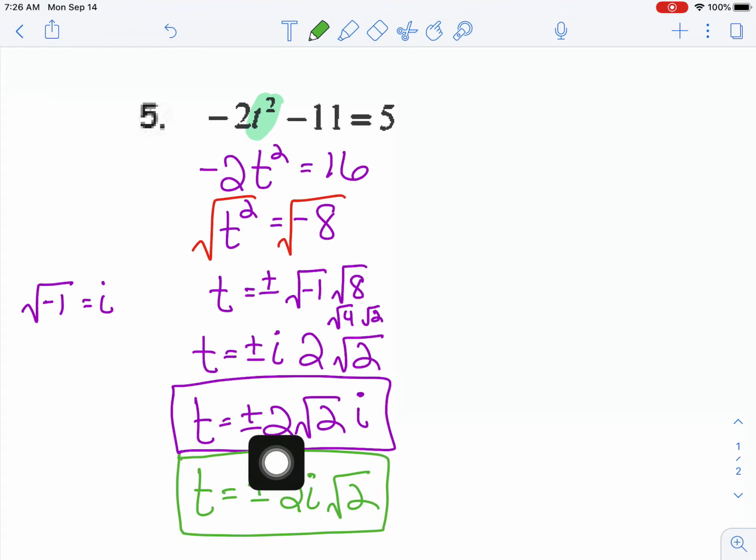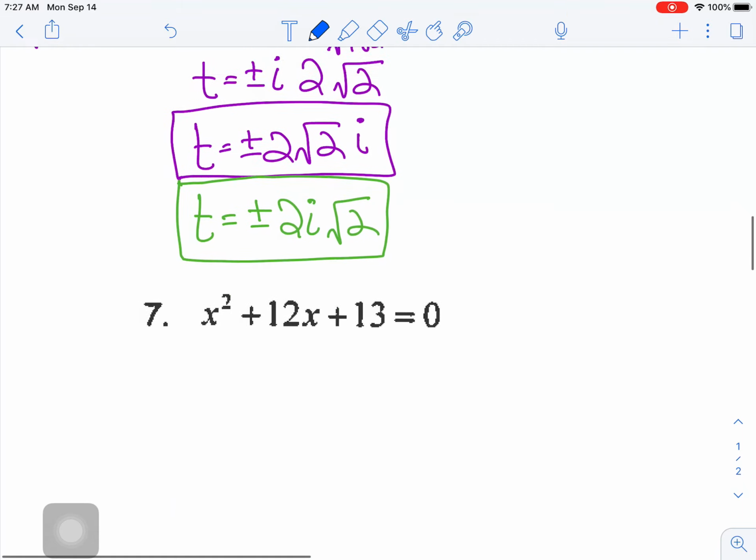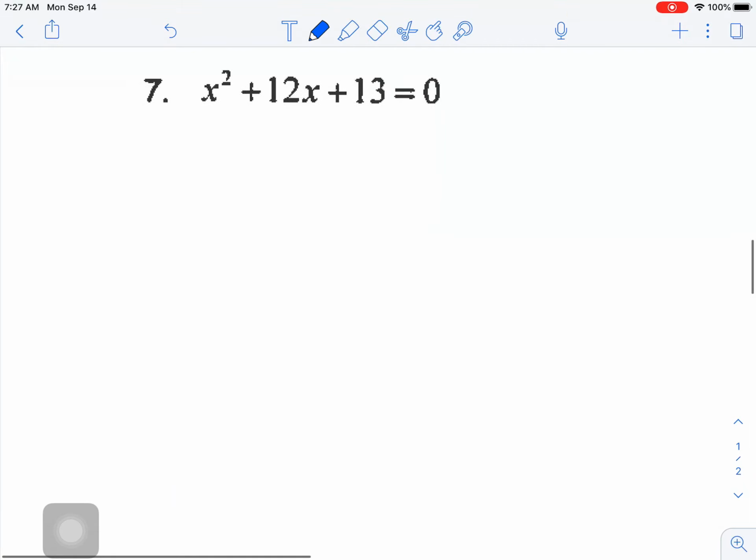This first answer in purple, 2 times root 2 times i, this is all multiplication. And so 2 times i times root 2, you have the same components. The order of multiplication just doesn't matter. Okay, so this particular method ultimately comes down to solving by square root. Yes, we have the imaginary component here and simplifying the root, but the method itself was solving with a square root. All right, let's go ahead and take a look down at number 7 here, which will be the last problem for this video.